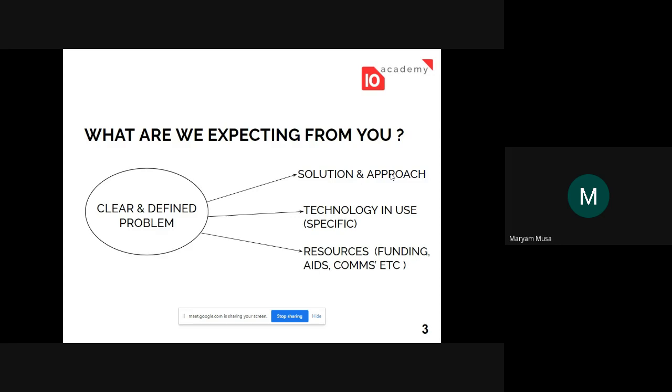What technology will be in use, specific technology? I understand that we're going to be talking about applications of data science, but we should also mention the specific form of technology we'll be using, also the resources you'll be using. As much as this project is large, we understand that you need funding, you need aids. What kind of communications do you need to be able to put this project in place? So these are the primary factors we're expecting from the content of these slides or presentation that you'll be submitting.